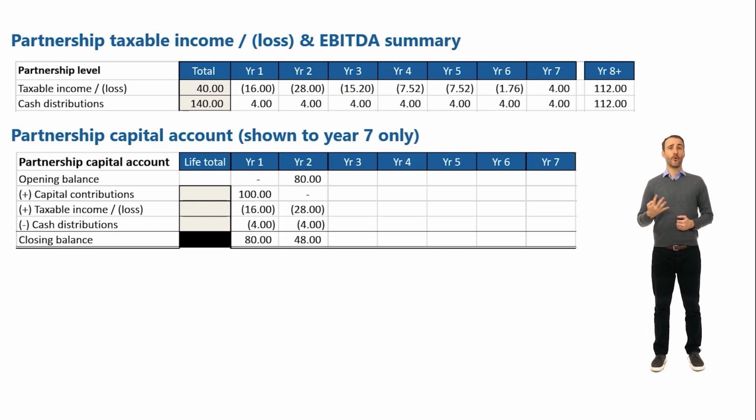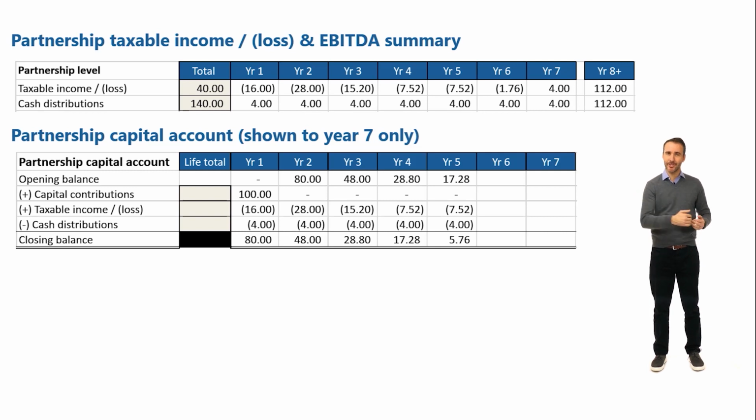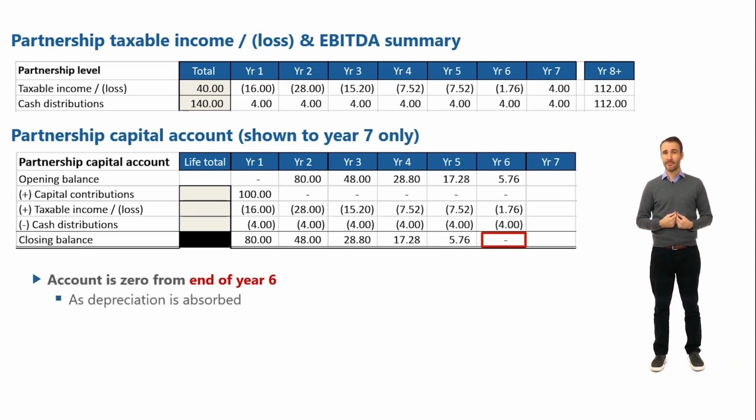In years 3, 4, and 5, we follow the same trend, with the capital account balance continuing to reduce in each year. But in year 6, we start with an opening balance of $5.76 million, and we bring down $1.76 million of losses. The losses have been declining in value due to the MACRS schedule. And we also deduct $4 million for the distribution, resulting in a $0 capital account closing balance. We have reduced our tax basis to 0.